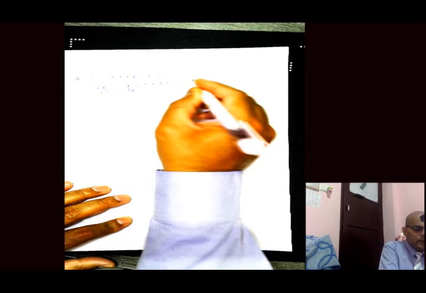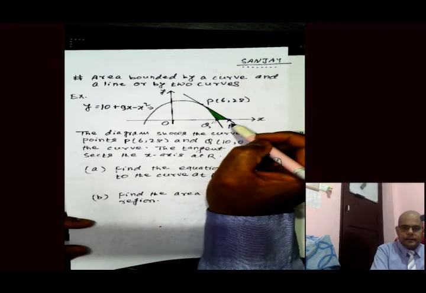our equation in this case is y equals 10 plus 9x minus x squared. And then we find dy by dx of this function, which is dy by dx of 10 plus 9x minus x squared. We do this because in order to find the equation of this line, you have to have the value of the gradient. So you have to find the slope, which means you first differentiate this function with respect to x.